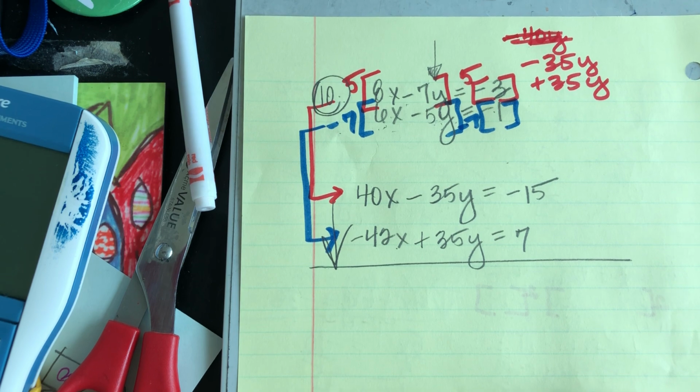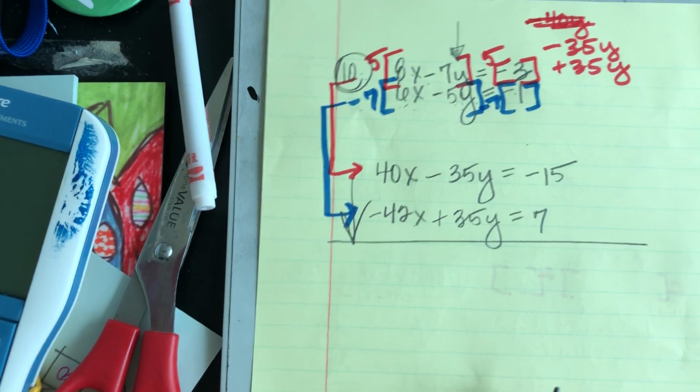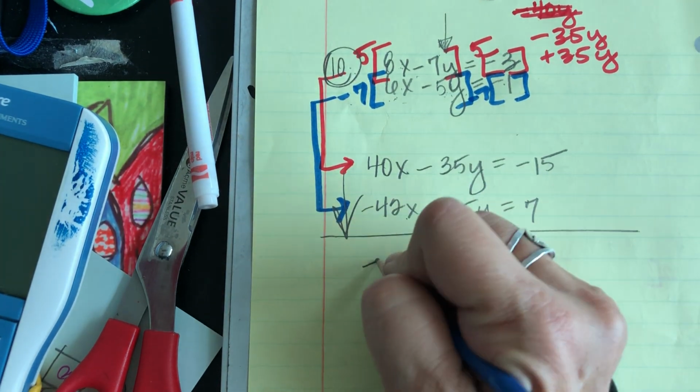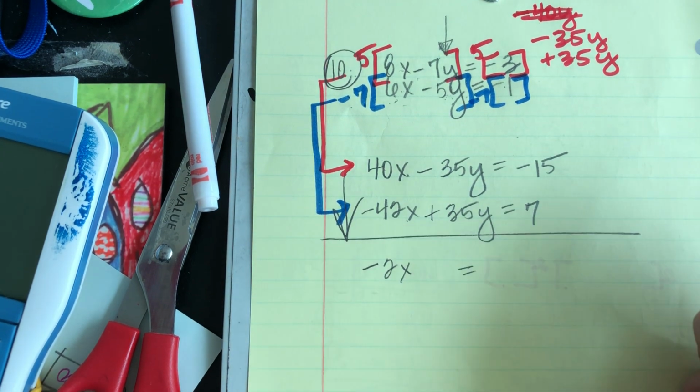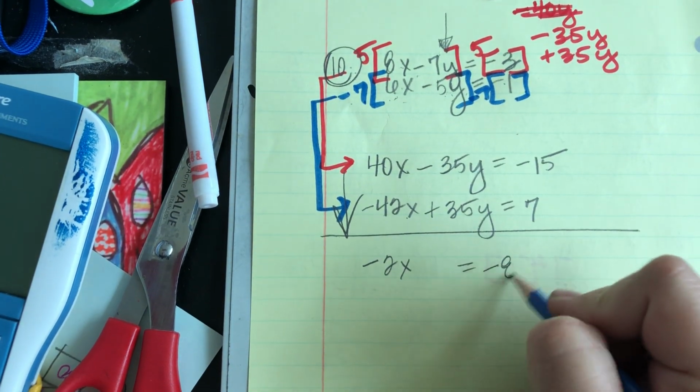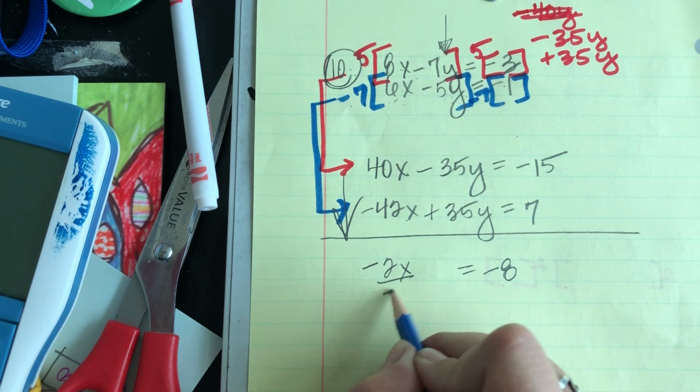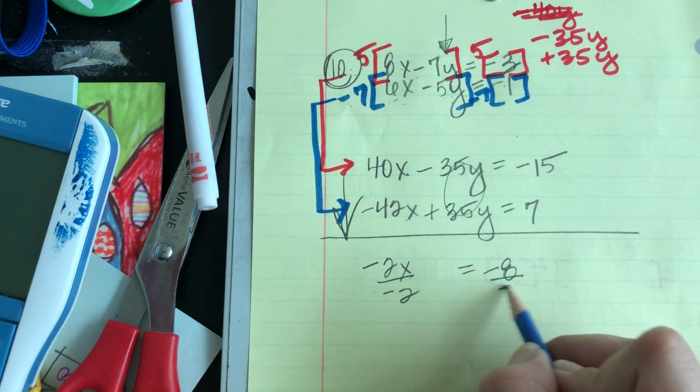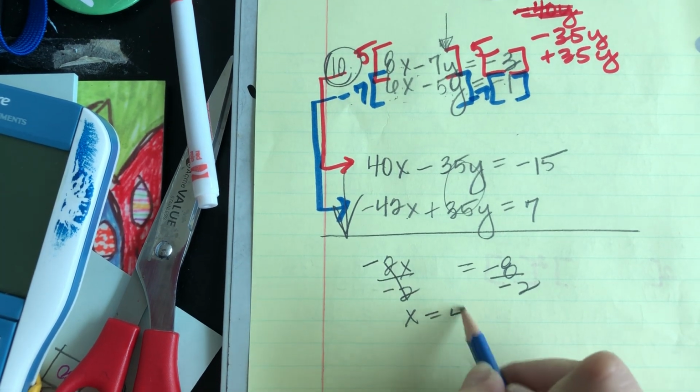Did you get this one, Johan? Okay, he's looking like that's crazy. Negative 2x equals negative 8. These go bye-bye. x is equal to 4.